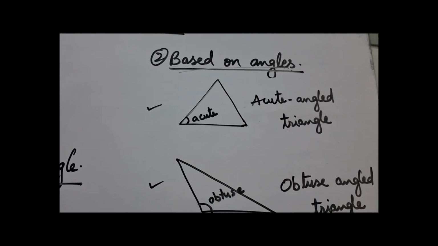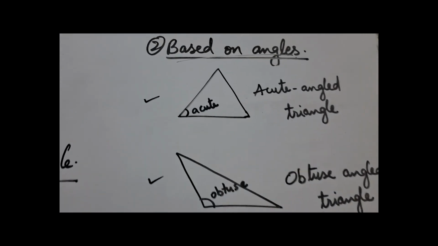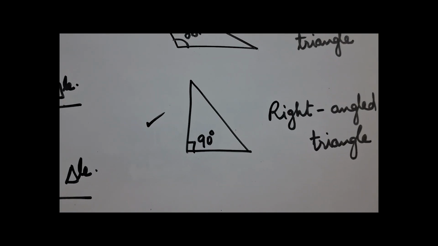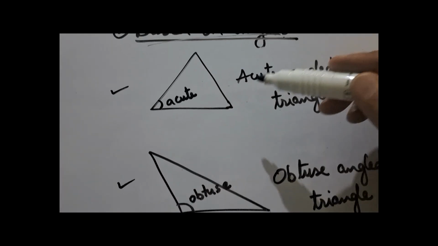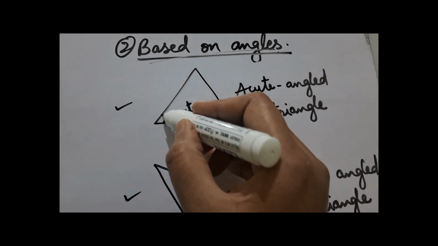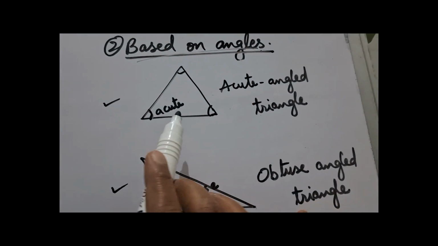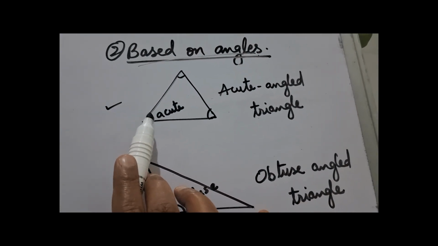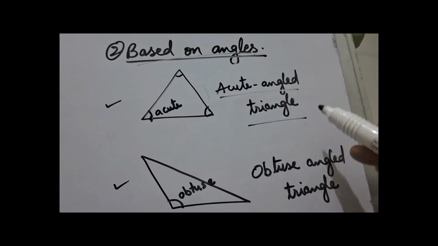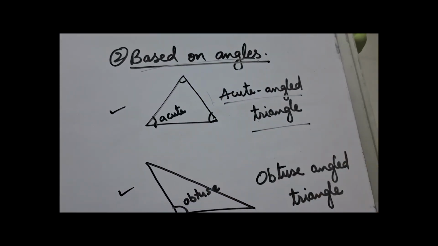Now, based on angles, triangles are classified into three types, children. That is acute angled triangle, obtuse angled triangle, and right angled triangle. In an acute angled triangle, the three angles will be acute. So the definition is, if the angles of that triangle are acute, then it is called an acute angled triangle. Generally, in an acute angled triangle, all the three angles will be acute, okay.